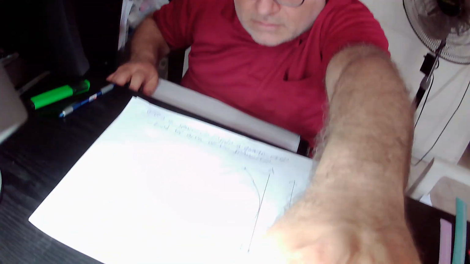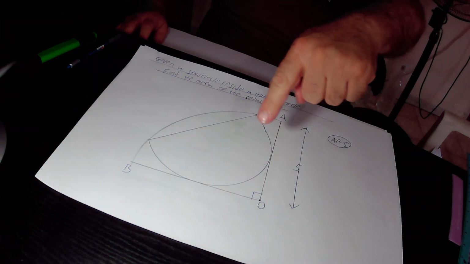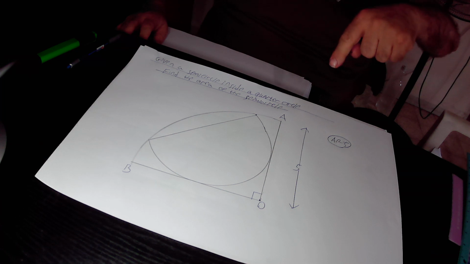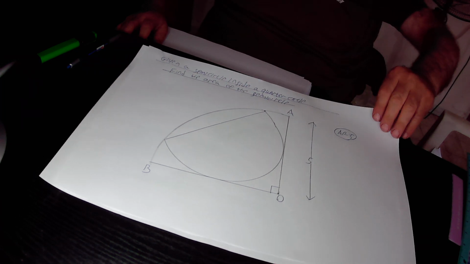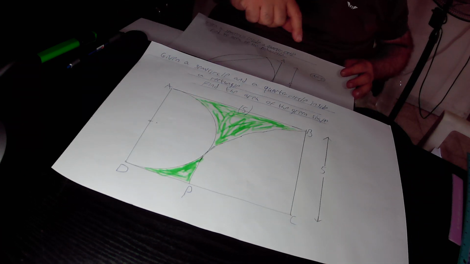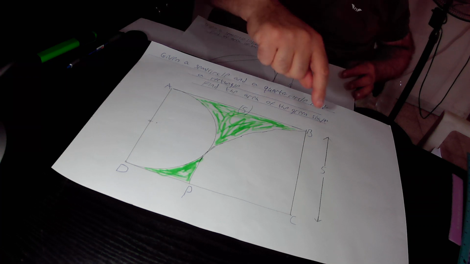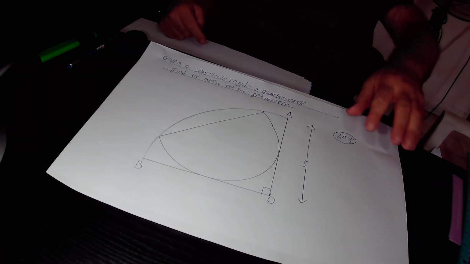And now in this lecture we'll answer two questions. In the first question we will find out the area of this semicircle that is inside quarter circle AOB. In the second question we will find out the area of this green shape that is inside rectangle ABCD. So we start with the first question.